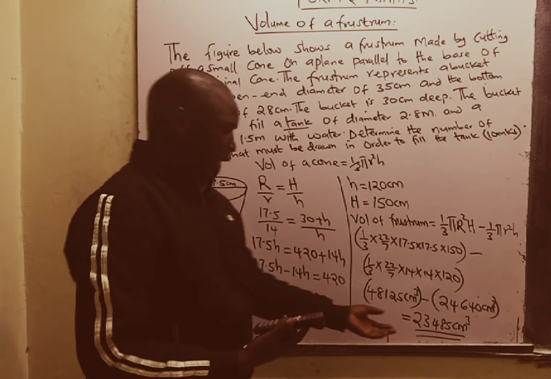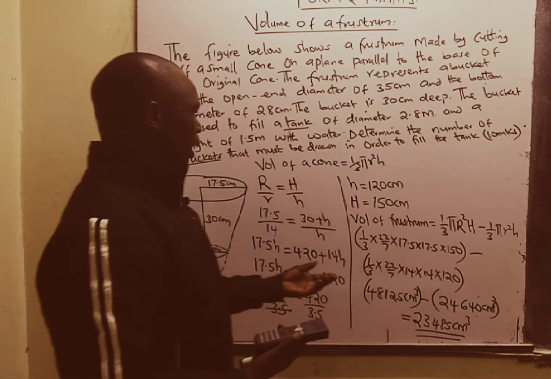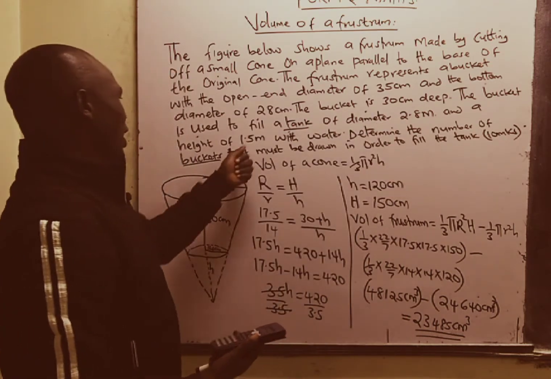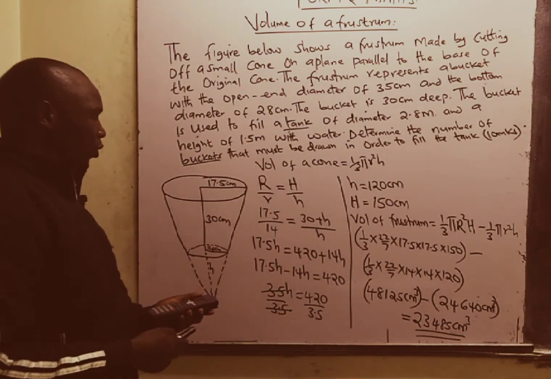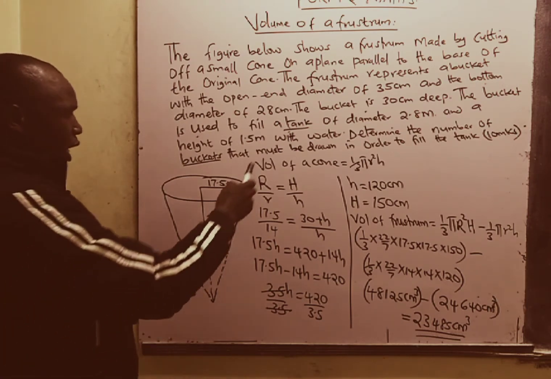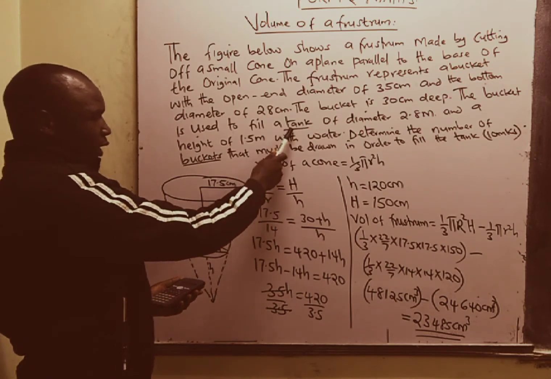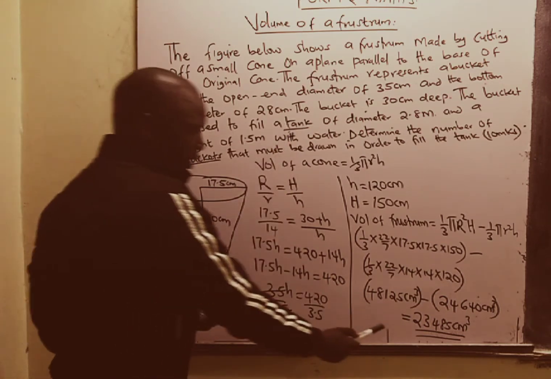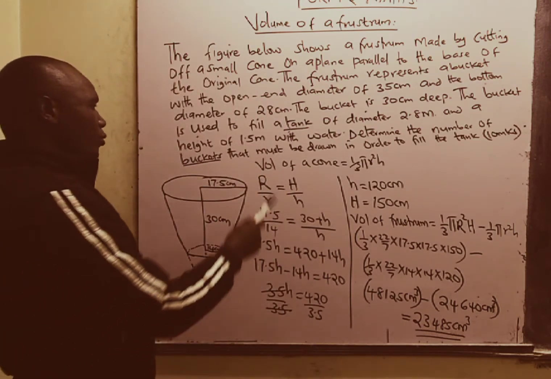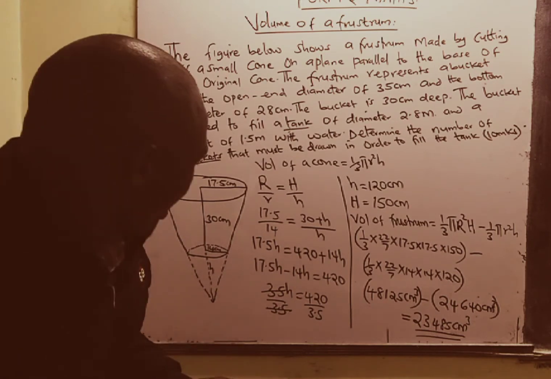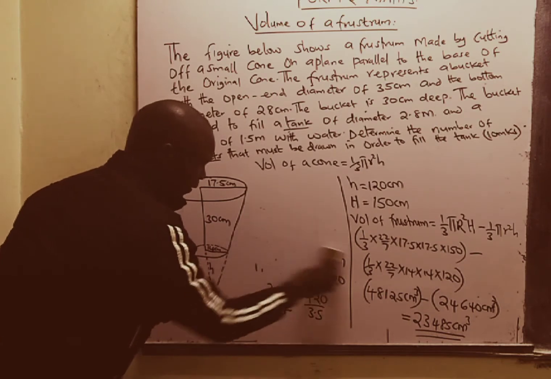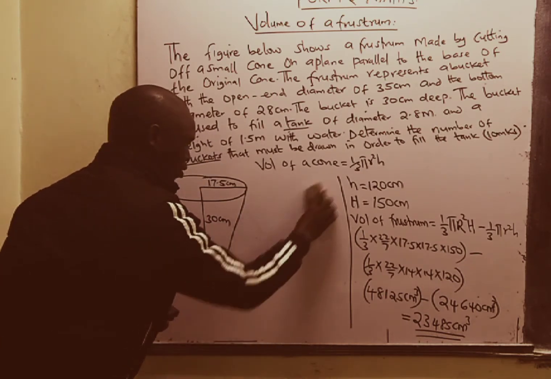This frustrum, or a bucket, is used to fill a tank with a diameter of 2.8 meters and a height of 1.5 meters with water. What we are going to do is get the volume of the tank, then divide the volume of the tank by the volume of the bucket for us to know the number of buckets required to fill that particular tank. In this case, allow me to remove this part here so that we can get the volume of the tank.